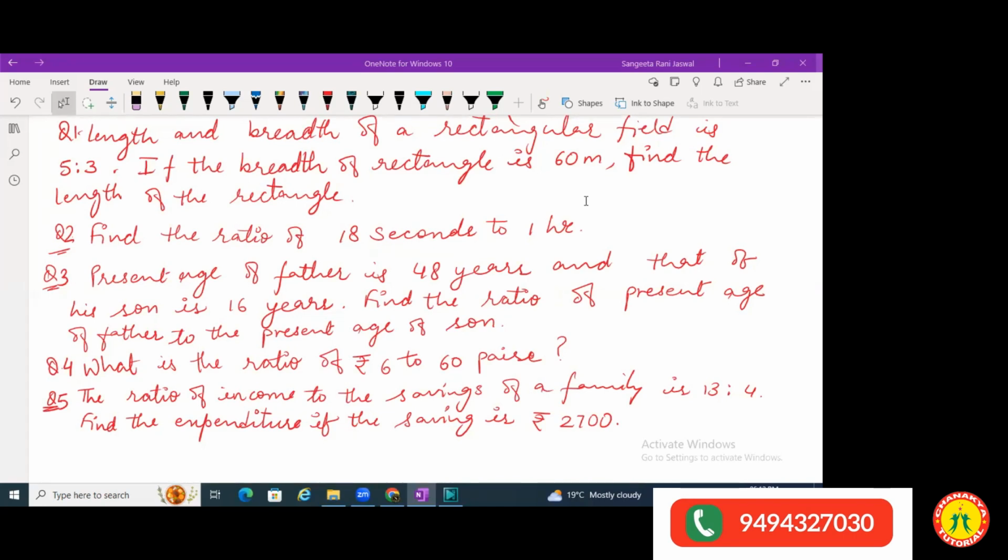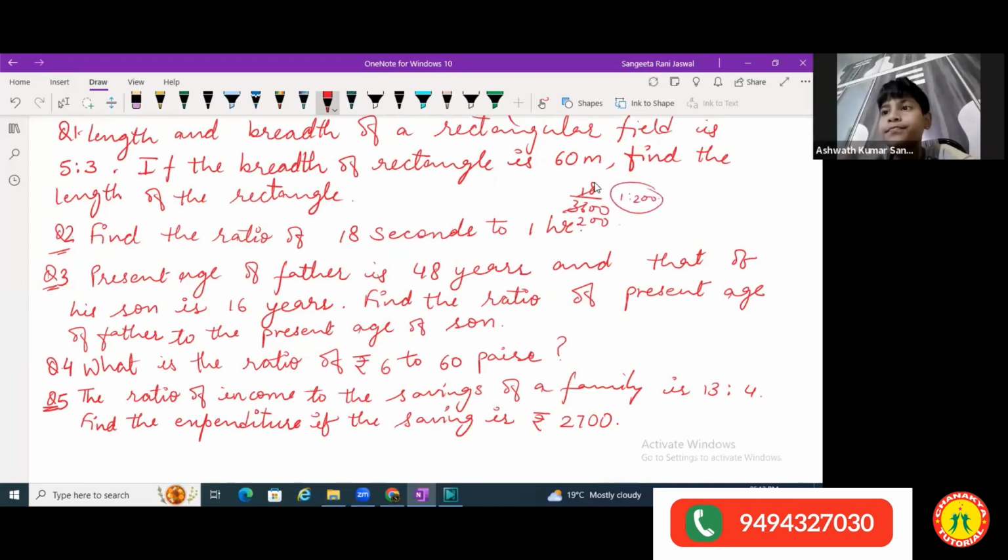Ma'am, second one. Second one is which one? Find the ratio of 18 seconds to 1 hour. Ma'am, the second question I sent you the answer. 1:200. Ma'am, is it correct? Let me check. I'll have to solve it and see. Find the ratio of 18 seconds to 1 hour. 1 hour is equal to 3,600 seconds, so that is 18 by 3600. When we divide, 18 ones are 18, 18 twos are 36. So that's 1 is to 200.